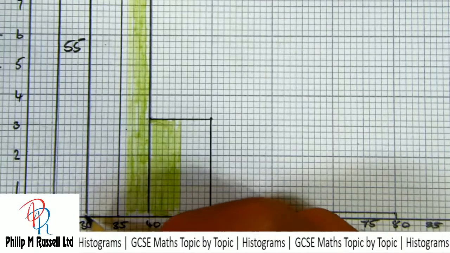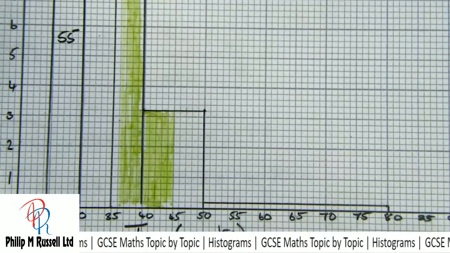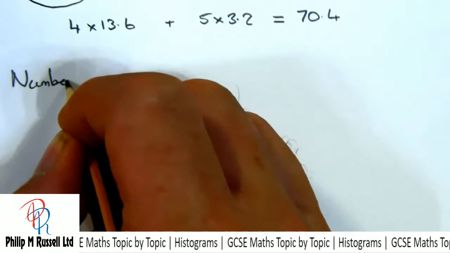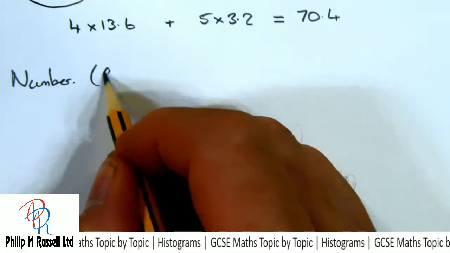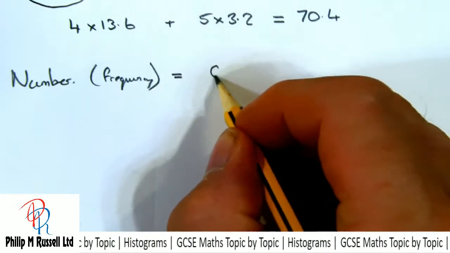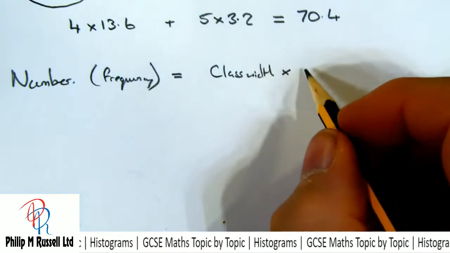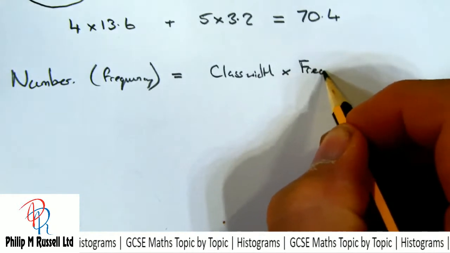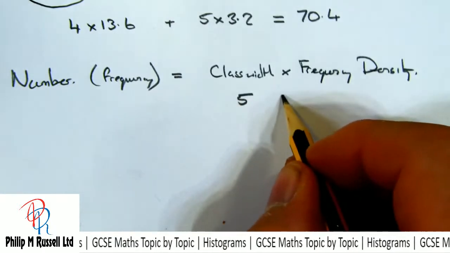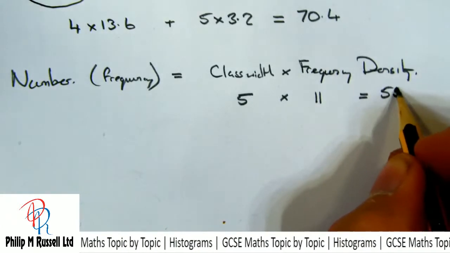I know I've got a class width here of 5 and I've got a height of 11, and we can see that if I want to work out the number, or more precisely it is actually the frequency, if I've got the class width and I have here the frequency density, so I've got my class width here, I know it's 5, times my frequency density, 11, we can get our number 55.